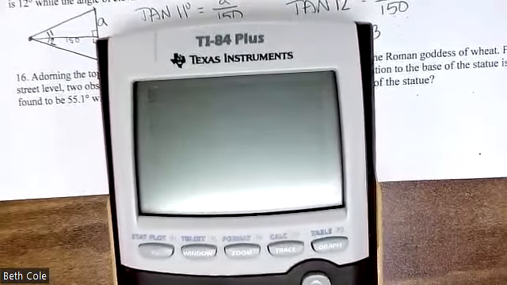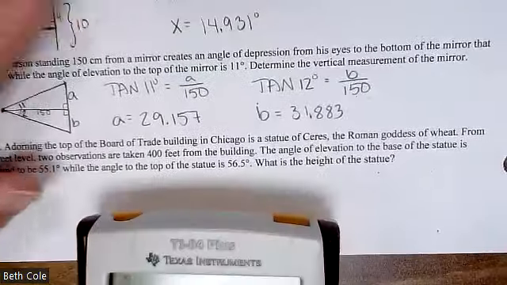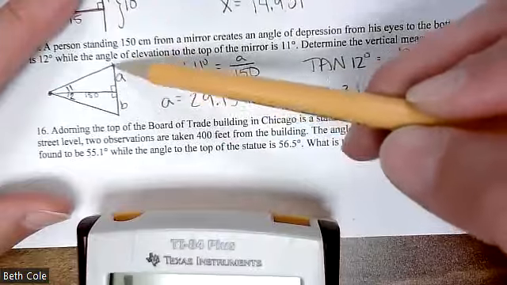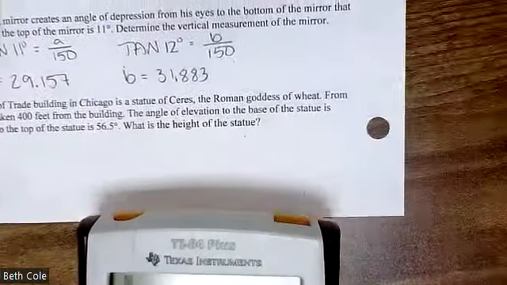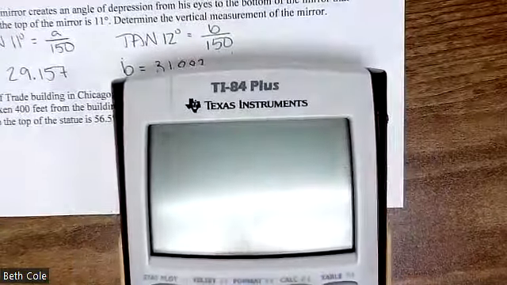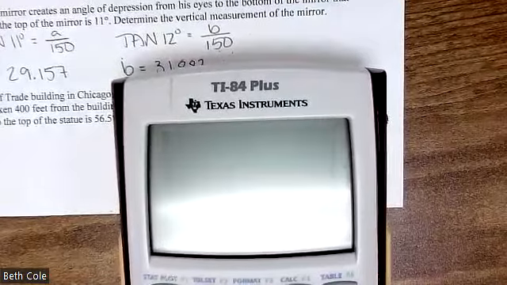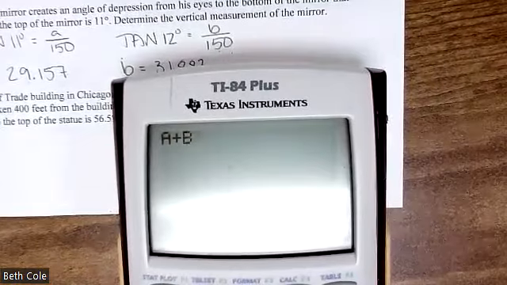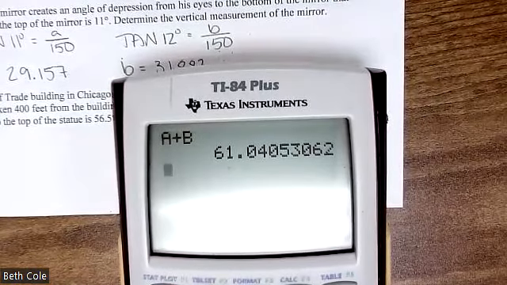Now you can clear everything out. How do we get the total height of the mirror? What are you going to do with A and B? Add them together. So on your calculator screen, clear everything out. Make it completely clean and fresh. You're going to do alpha A plus alpha B, and it will add them together.